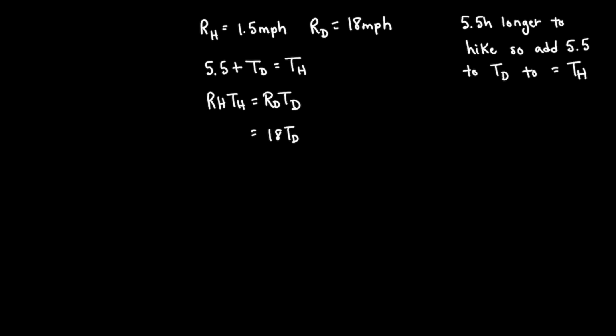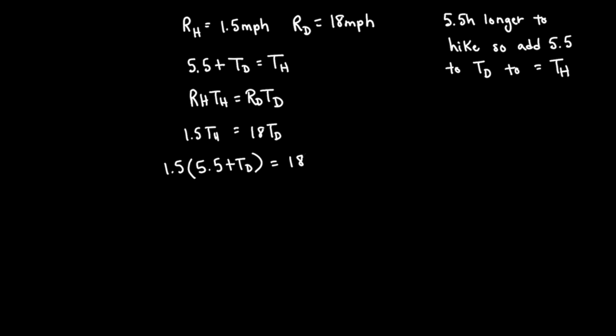So we're going to plug in 18 for our rate for driving on the right side and 1.5 for our rate for hiking on the left side. And then since we have our 5.5 plus TD equals TH, we can plug in 5.5 plus TD for TH. So 1.5 times (5.5 plus TD) equals 18 TD. Then we're going to distribute that 1.5 times 5.5, which you end up with 8.25, and then we'll distribute that 1.5 times TD, so you have plus 1.5 TD equals 18 TD.